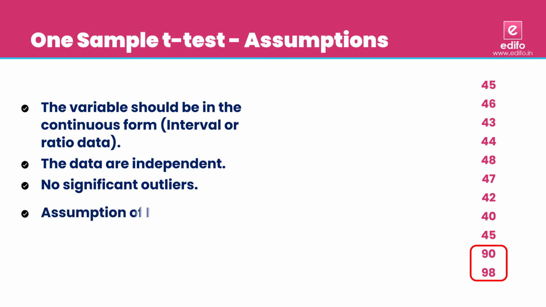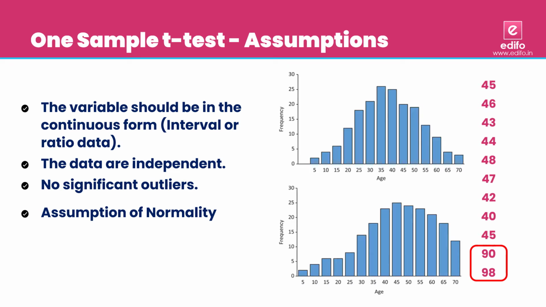The next assumption is the assumption of normality. Almost all parametric tests follow this assumption of normality. The normality means that the distribution of the data is normally distributed. Here you can see two graphs. The first graph shows a normal distribution and the second graph shows a skewed distribution.